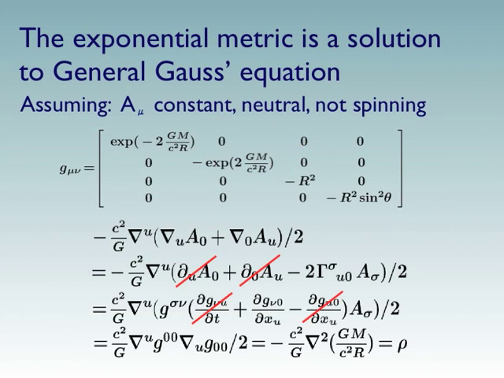So we are going to show here that the exponential metric is a solution to what I call General Gauss's equation. We're going to assume that all the derivatives of A are going to be 0 because A is constant, neutral, non-spinning. And you might say, well, that's very, very simple, but that's the exact kind of thing that you need to assume to get the Schwarzschild metric of general relativity.